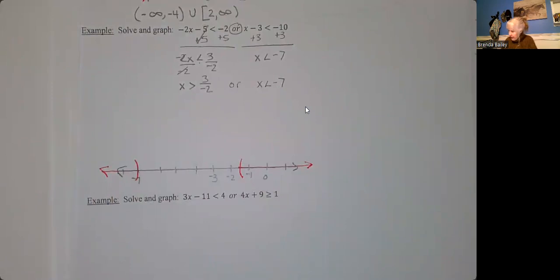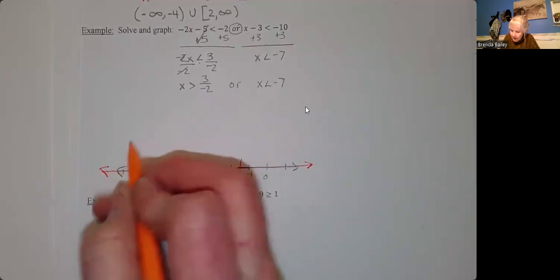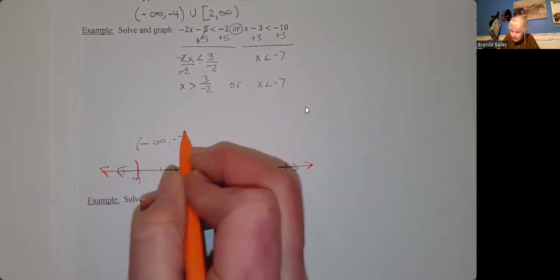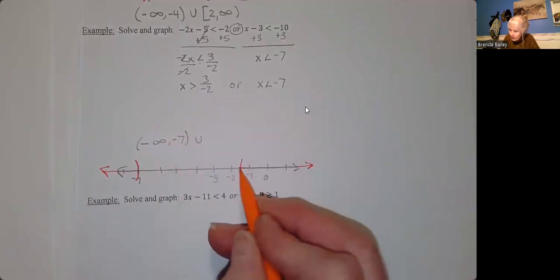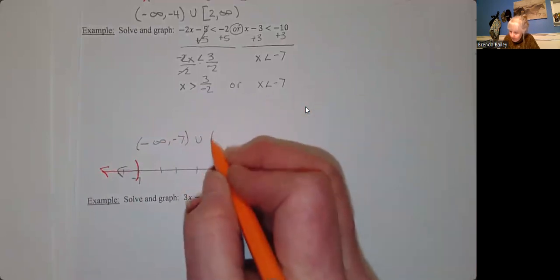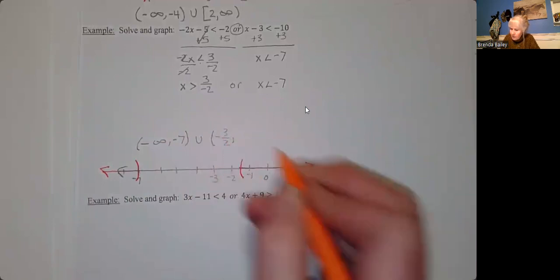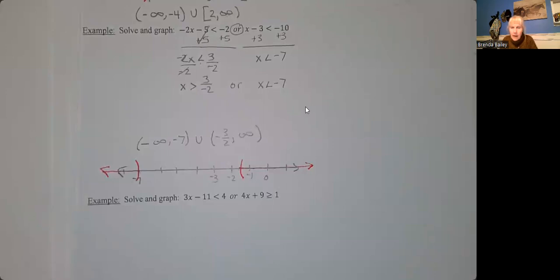Now, interval notation, I'm going to write it above. This section is a -infinity and stops at a -7. Unioned with this section starts, and not equal to, -3/2, and it goes to infinity. So there would be our interval solution.